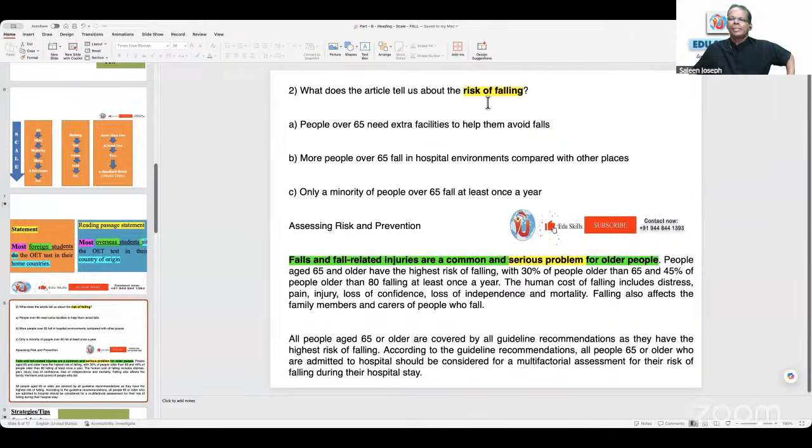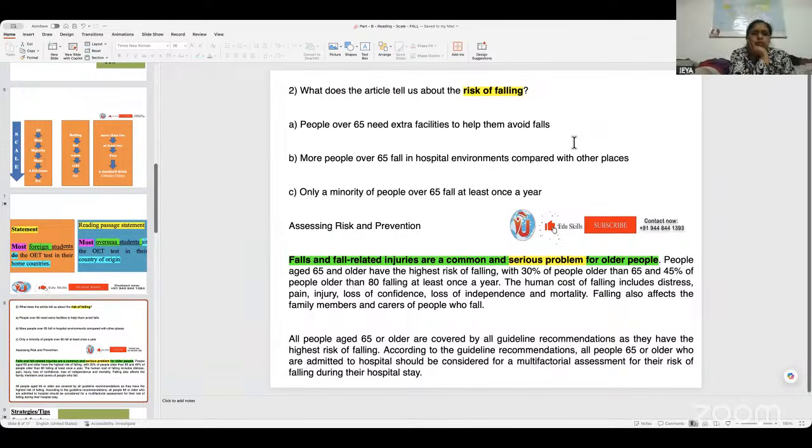Now you see what we have taken, right? Yes, Father. What does the article tell us about the risk of falling? I'm not explaining this. People over 65 need extra facility to help them avoid falls. More people over 65 fall in hospital environments compared with other places. Only a minority of people over 65 fall at least once a year.